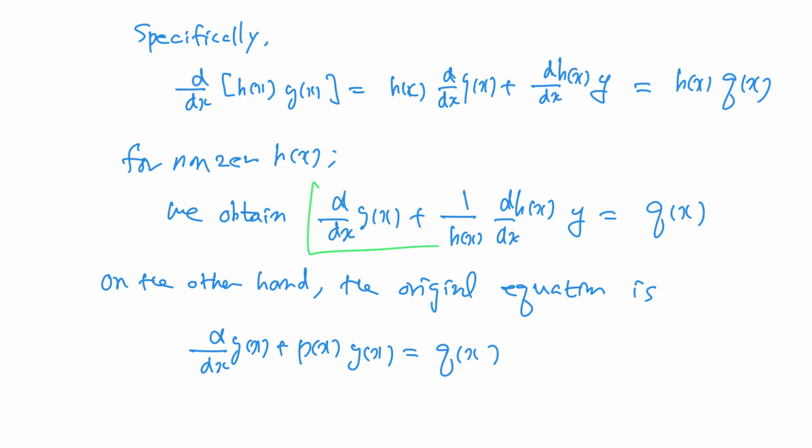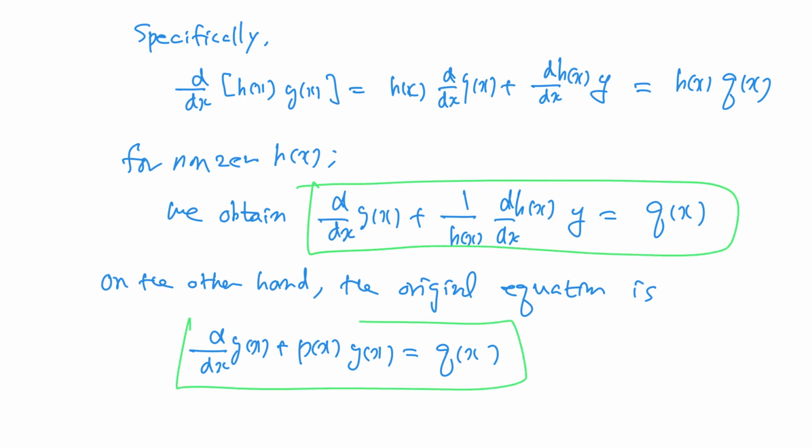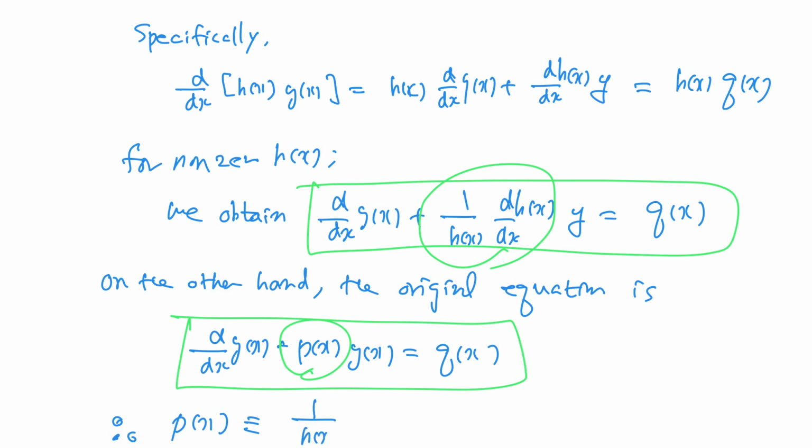So if we compare this equation and this equation, what do we get? This p(x) should be the same as this, right? Therefore, p(x) must be the same as 1 over h(x) d/dx h(x), which is d/dx ln h(x). Since p(x) and q(x) are given functions.